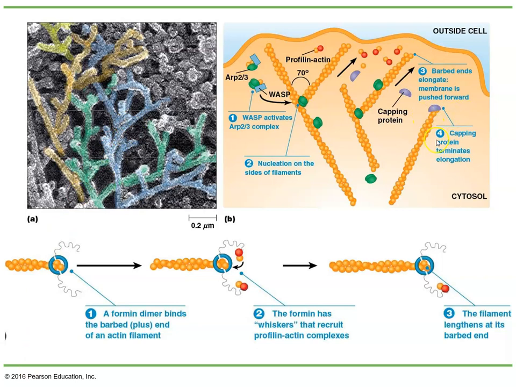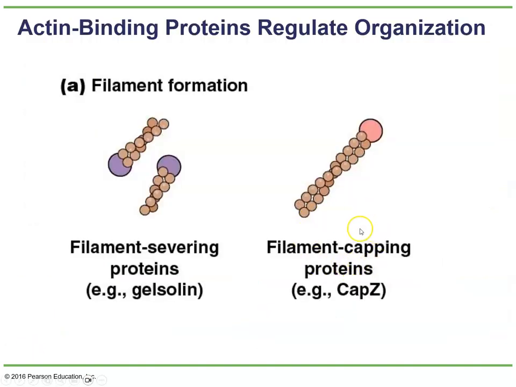There are other types of compounds that will actually cap and stop the polymerization, stop the growth on that leading edge. For example, this capping protein will terminate that. So there are different types of proteins that are involved in changing the shape, the structure, the overall organization of these things, the growth, the breakdown as well. CAPZ is one of those filament capping proteins that you can see would stop the polymerization of that end.